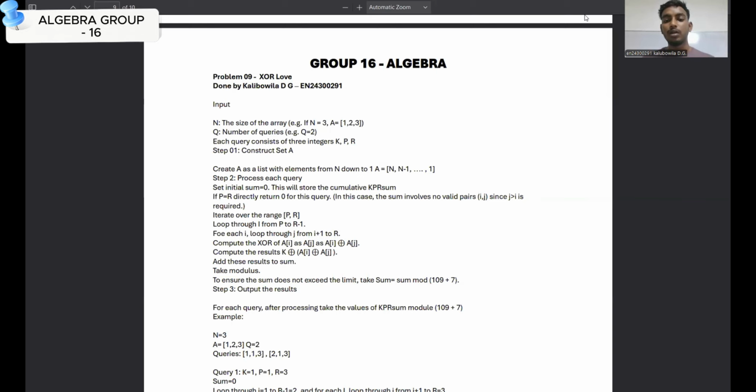Now each query's goal is to compute a cumulative result for K, P, R sum. Start with sum equal to 0. If P is equal to R, we immediately return 0 for this query. Otherwise, we process every element within the range of P and R, calculating the XOR value. Inside the range of P and R, we loop through each element I and pair it with every J. XOR AI and XOR AJ, then XOR this result with K. Add all those values to the sum. Finally, take the modulo of the sum with 10 to the power 9 plus 7 to ensure the result doesn't overflow. Then go to the next query and process.